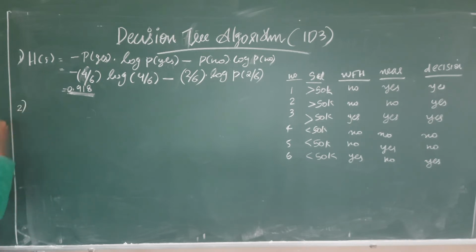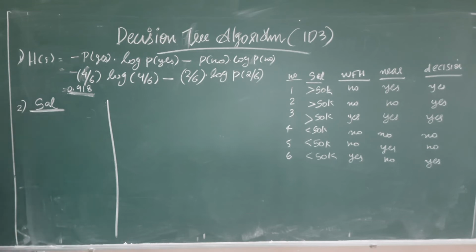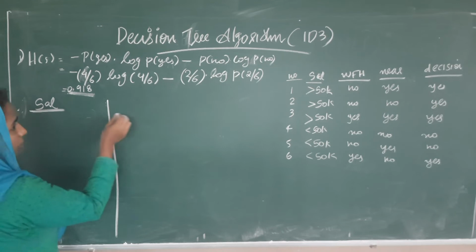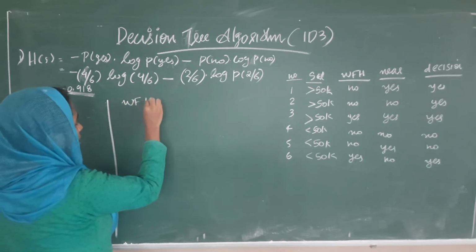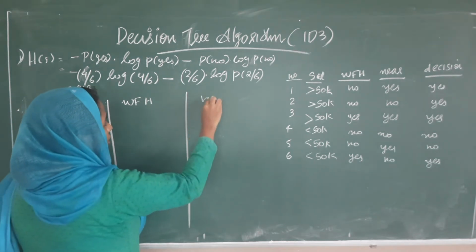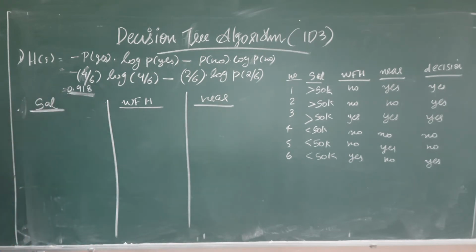The next thing that we need to find out is, for each attribute, we have to find out the entropy and information gain. So I am taking salary first, and for salary let me take the entropy and information gain. We have 3 features: salary, work from home, and near. For all these 3 features we have to find out the entropy and information gain. So we are doing it first for salary.